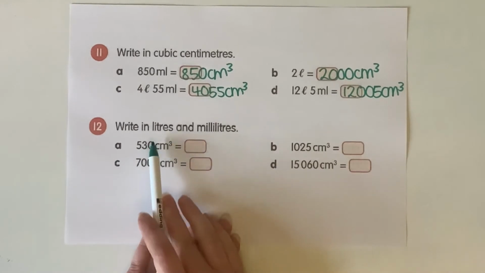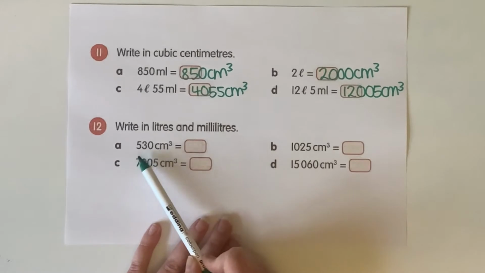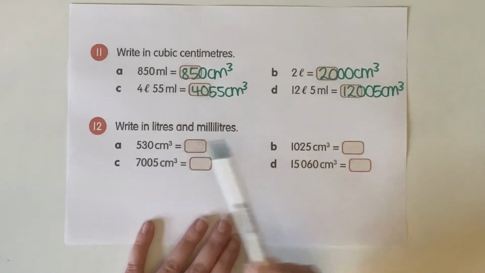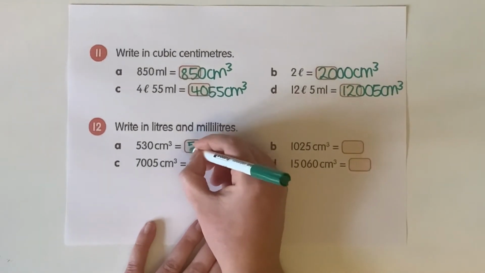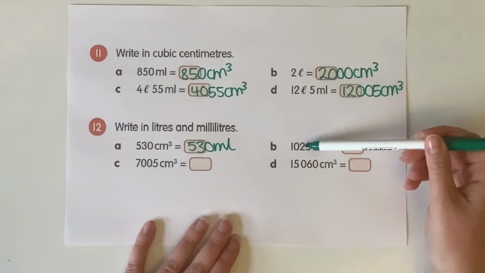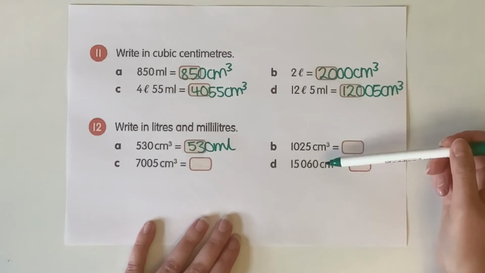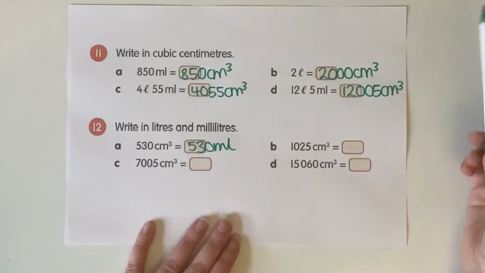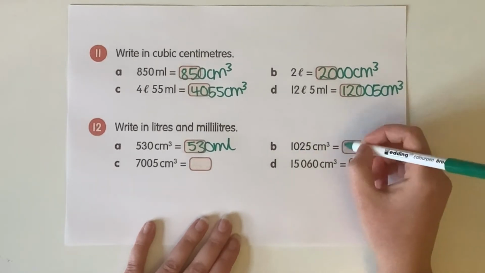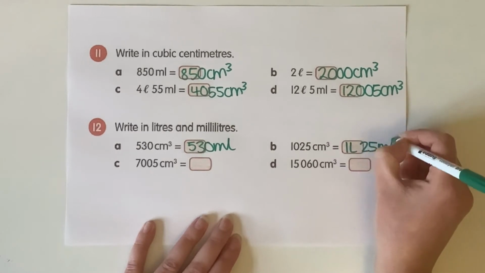Then question 12, this time the other way around, converting into litres and millilitres. So 530 cubic centimetres, converting into millilitres, would be 530 millilitres. B, 1,025 cubic centimetres, if I convert it into millilitres first, would be 1,025 millilitres. I know that there's 1,000 millilitres in 1 litre, so I would have 1 litre and 25 millilitres.